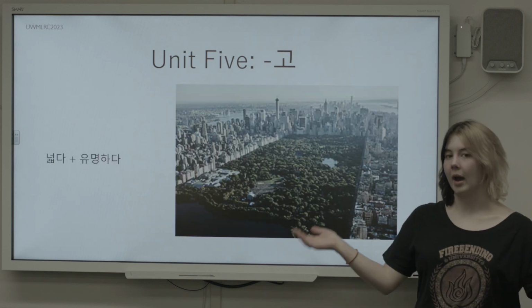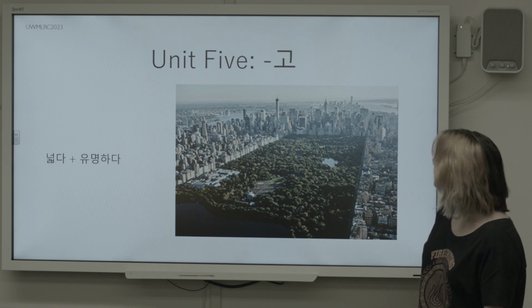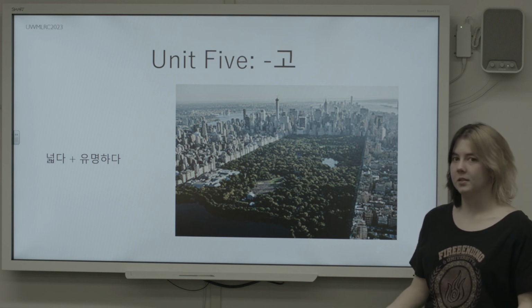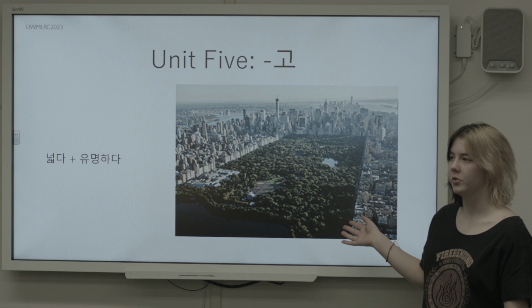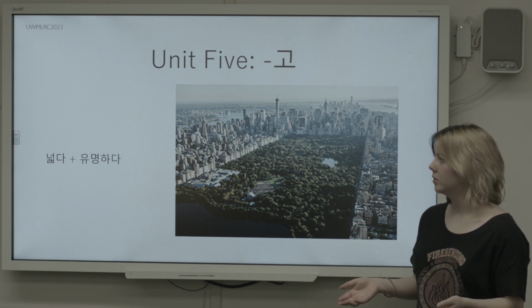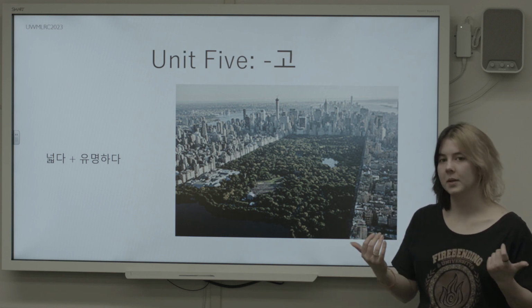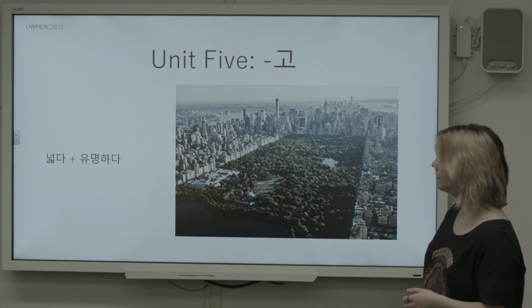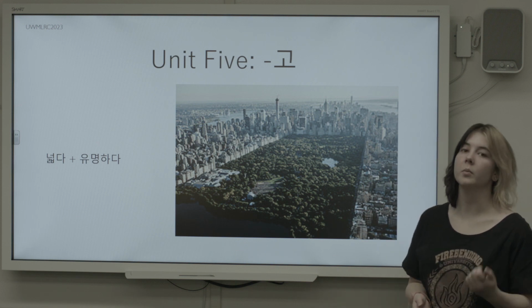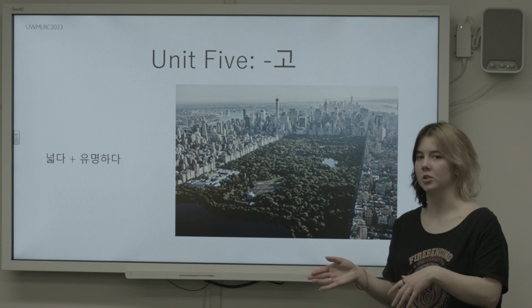넓다 is to be wide, to be spacious. 유명하다 is to be famous. So, Central Park in New York. 넓고 유명해요. It is wide and spacious, and it's also famous. Or you can say 유명하고 넓어요. It is famous and spacious.